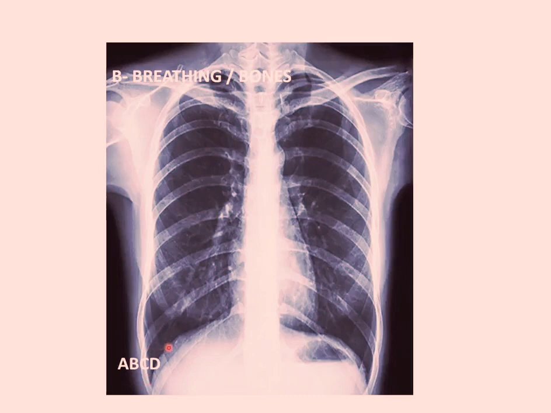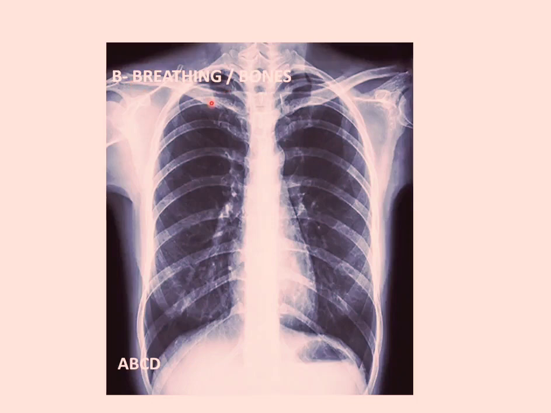So in pleural effusion, in the X-ray of the thorax, this costophrenic angle will appear as a white shadow, or you can say it is obliterated. Okay, and the degree of obliteration depends on the amount of fluid. So this is the importance of the costophrenic angle.